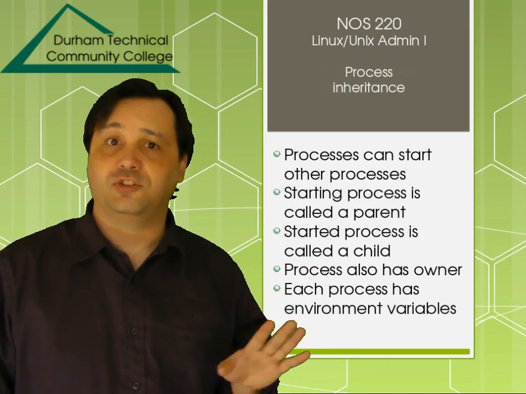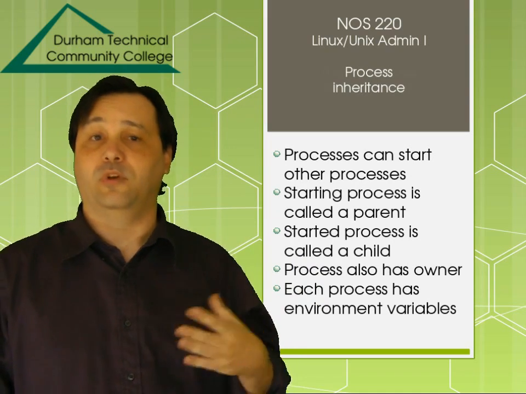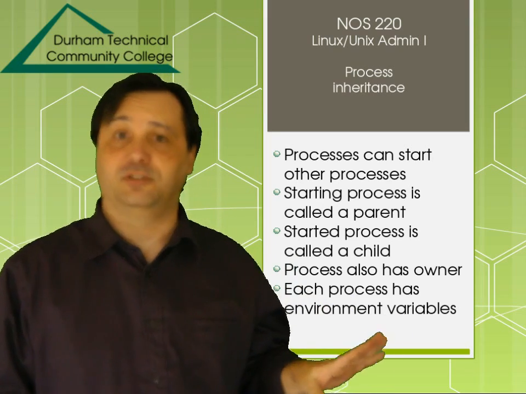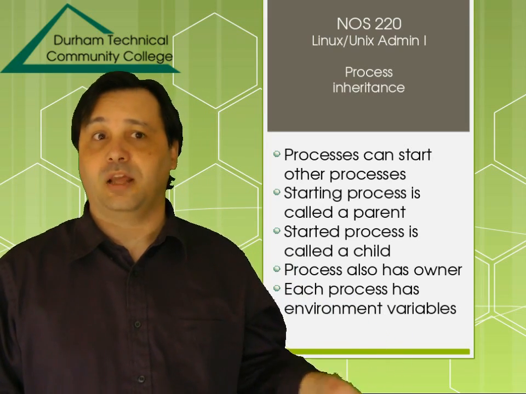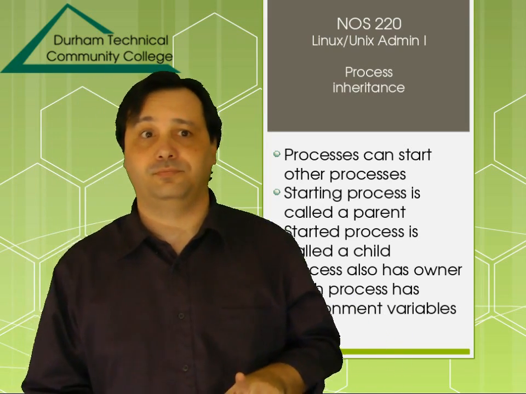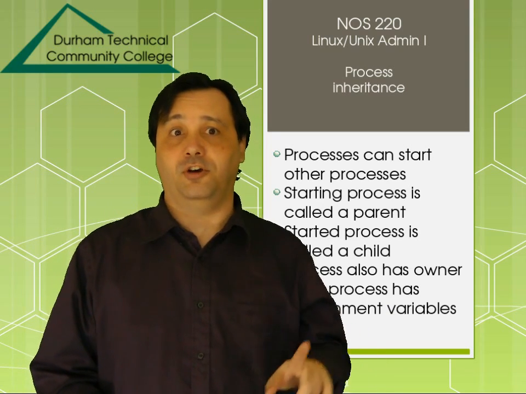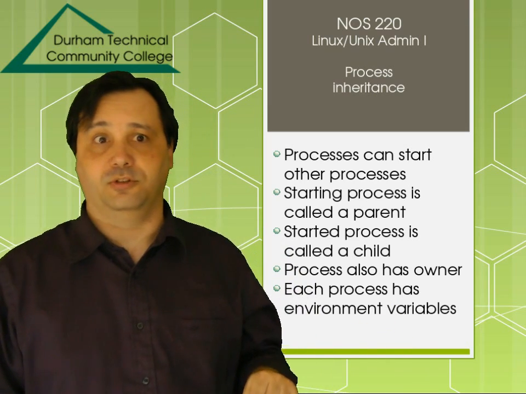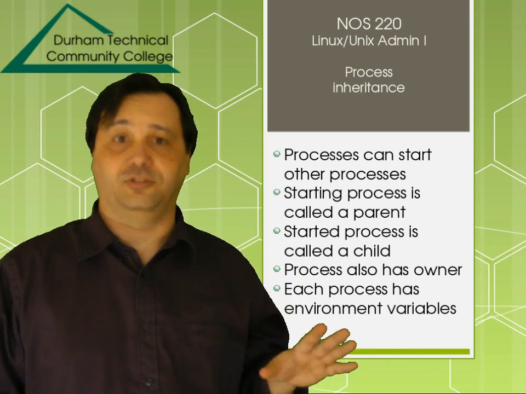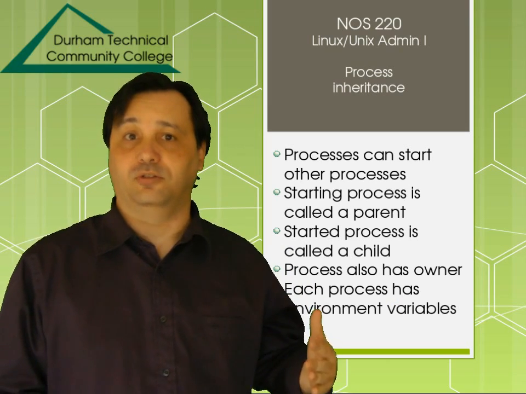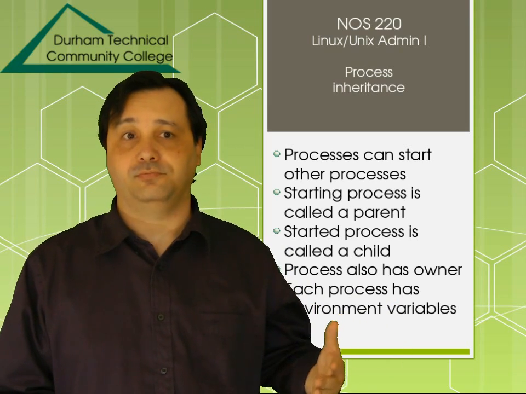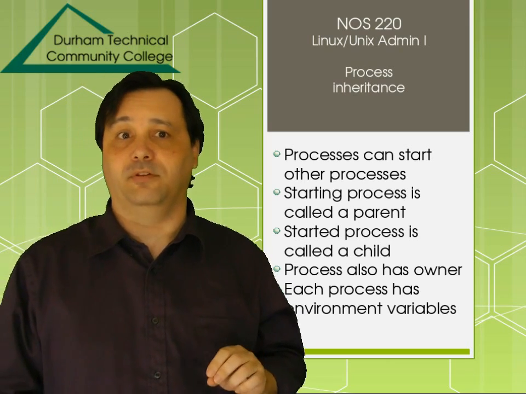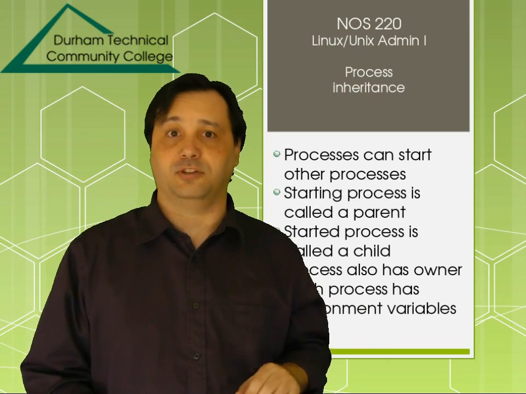A process can start another process. When this happens, the second process is said to be the child, and the starter process is called the parent. This is also tracked by the kernel. Also, each process has an owner. For most system processes, this is usually the root user. For processes that are started by a given user, that user will own the process. Finally, there are a number of variables, known as environment variables, that are tracked for each process.